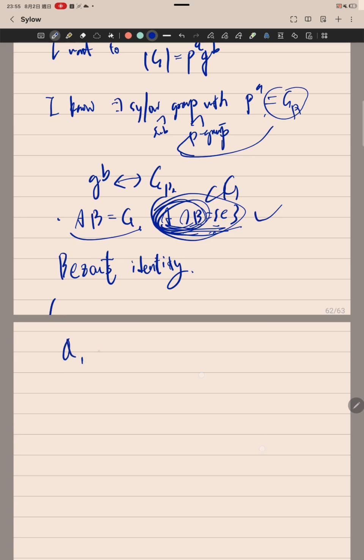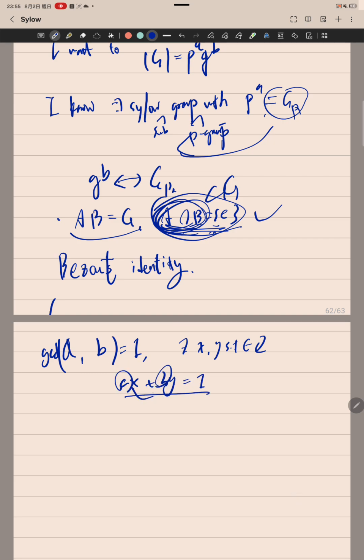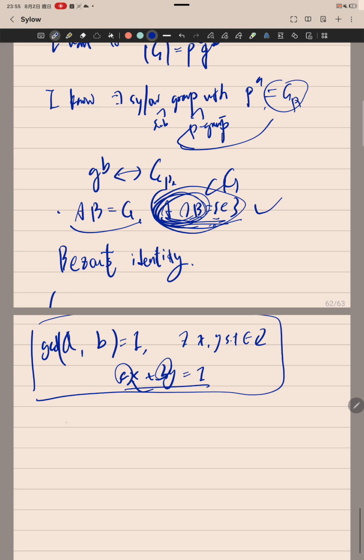It says that if you have two integers A, B whose GCD is 1, or coprime, then you can find x and y, both integers, such that Ax plus By equals 1. So basically, if A and B are coprime, then you can find the integer solution, meaning you can find the x and y such that this is true. The proof is very, very elementary, so I leave it as an exercise.